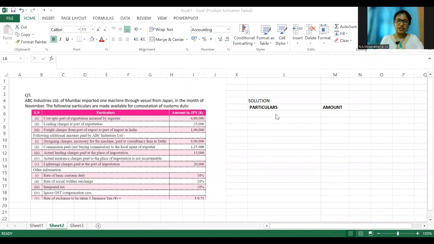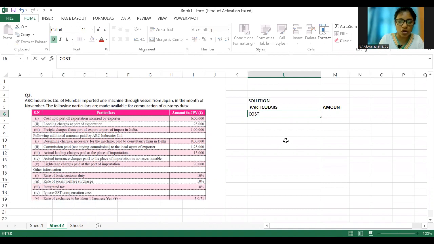Okay, the second question that we are taking, we'll just go through the question. So first one is cost up to the place of export and loading charges. They have not given the FOB value. We have to arrive at the FOB value and then arrive at the assessable value as well. So FOB value is cost up to the port of exporter.